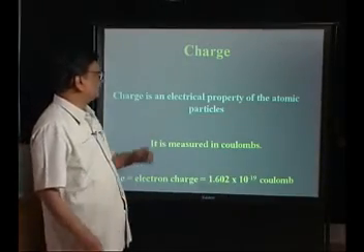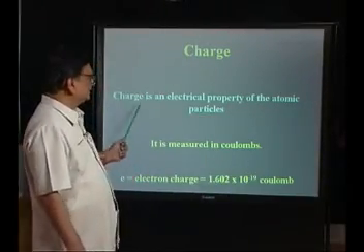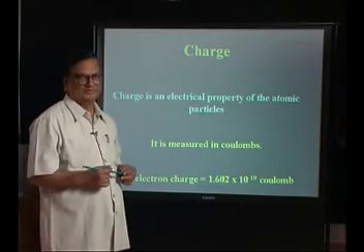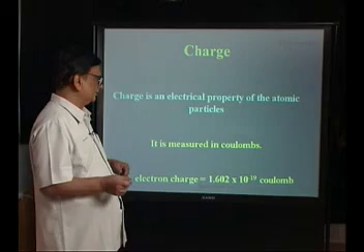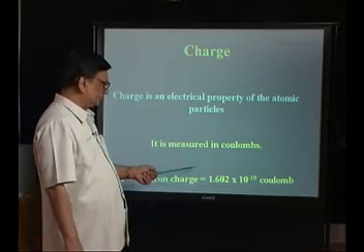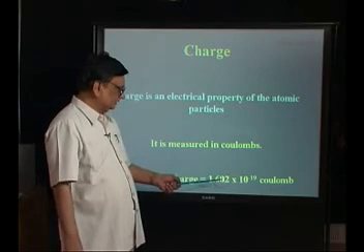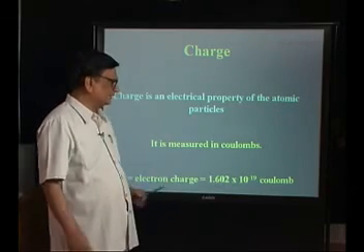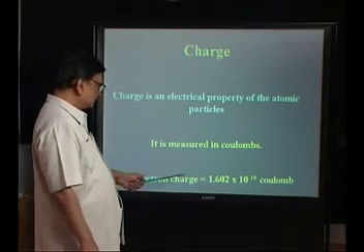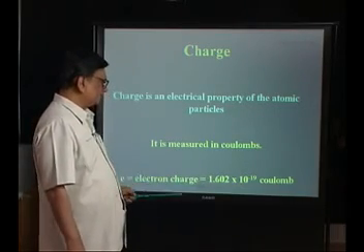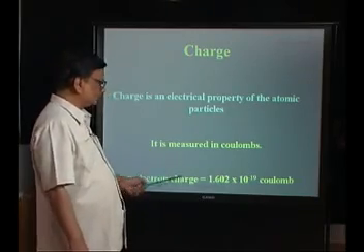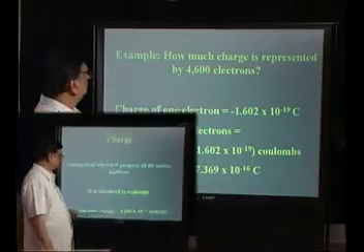Let us see what a charge is. It is the electrical property of atomic particles. We know very well the various atomic particles. For instance, the electrons. Electrons have a charge which is equal to 1.602 × 10^-19 coulombs. This particular charge we call negative because it is a convention to take the electron charge as negative and proton charge as positive.